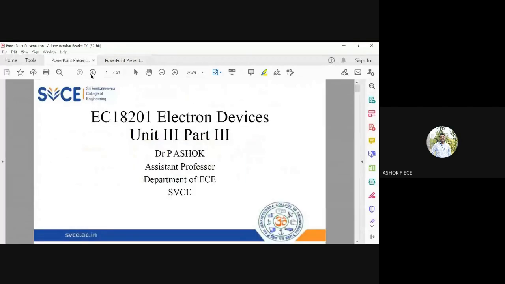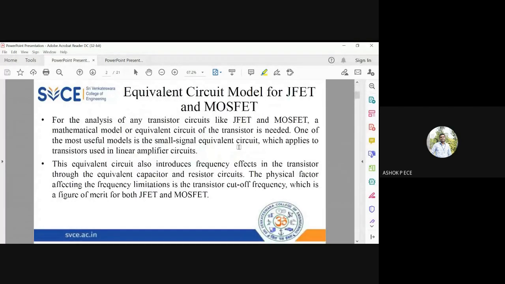And now we'll continue with the equivalent circuit model for JFET and MOSFET. Even though we have studied the drain characteristics and transfer characteristics of JFET and MOSFET, whenever you are going to use JFET and MOSFET inside an electronic circuit, we need to have a mathematical model, just like how we have an H parameter model or hybrid pi model for a transistor.